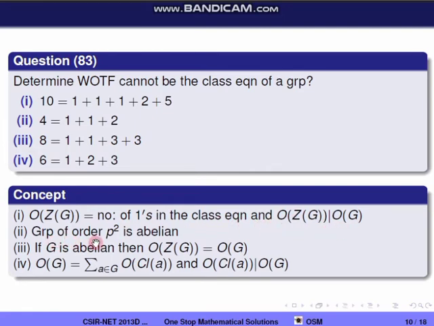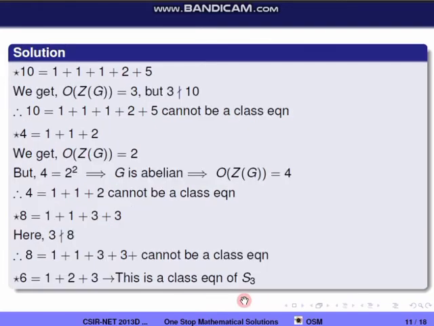A group of order p square is abelian, and if G is abelian, the order of Z(G) is equal to the order of G. The order of G is equal to the summation over a belonging to G of the order of the conjugacy class of a, and the order of the conjugacy class of a should divide the order of G. So now we'll move on to the question and look into the options one by one.